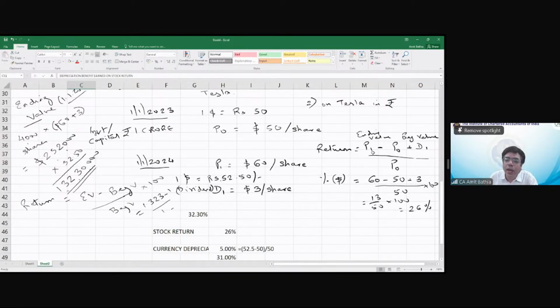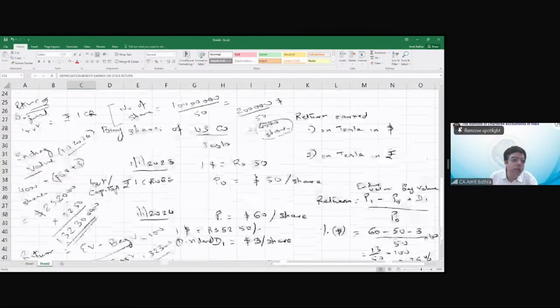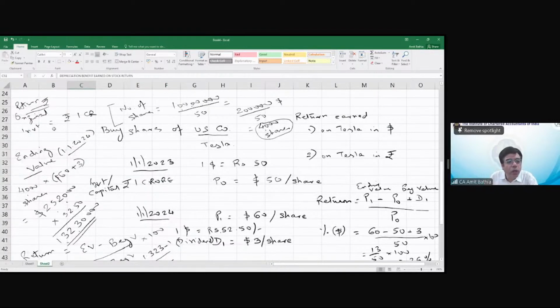So this is nothing but your ending value minus beginning value plus dividend which you have earned during the period, upon my original investment, which is P0. So I got 26% in dollar terms. In rupee terms, we converted all the values. The original investment was 1 crore, invested at the beginning of the year, when $1 was equal to rupees 50. So if I buy USD, I get 1 crore divided by 50, so $2 lakh.